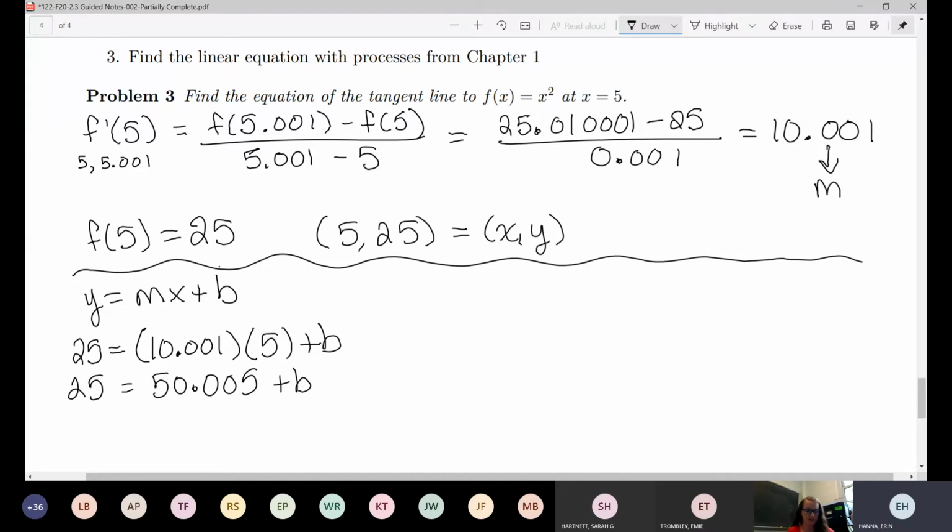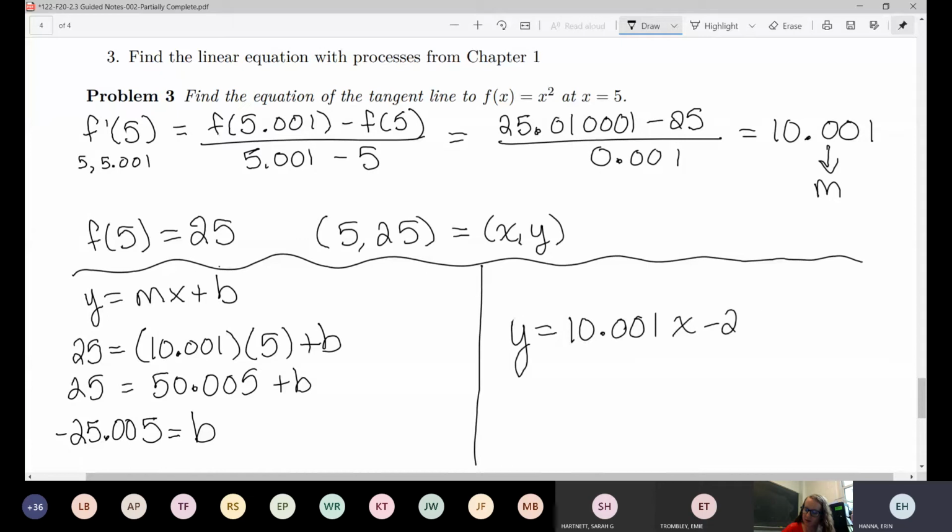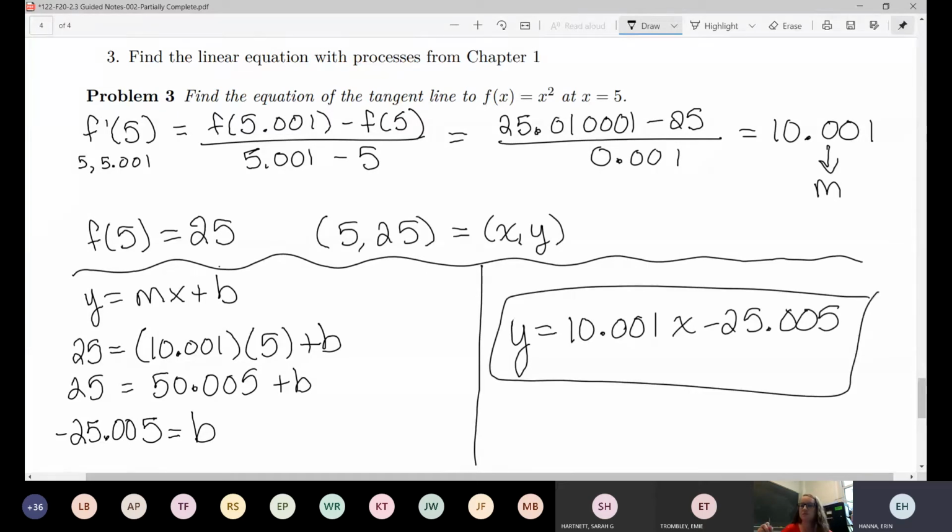So yes, it would have been nice if I just took it to be 10, but I didn't. So there. Subtract 50.005 from both sides. You get that b is negative 25.005. So the equation of the tangent line that we want is 10.001x minus 25.005.